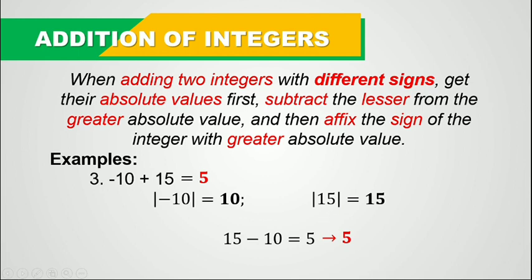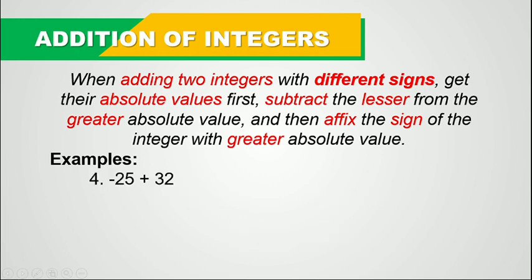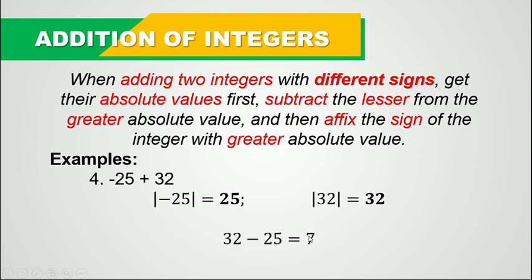Now, let's have this fourth example and our last example. Negative 25 plus 32. So, get their absolute values first. So, the absolute value of negative 25 is 25. And the absolute value of positive 32 is just 32. So, subtract the greater absolute value by the lesser absolute value. So 32 minus 25, that's 7.